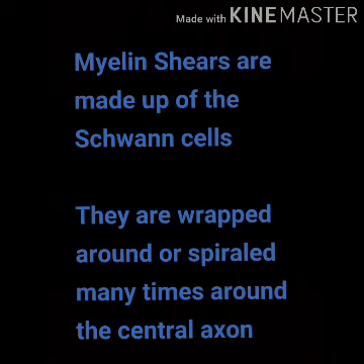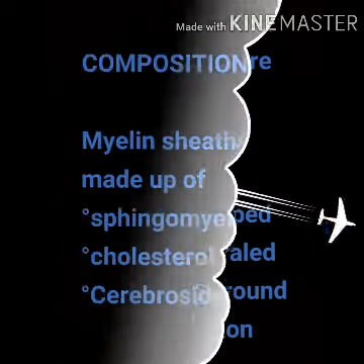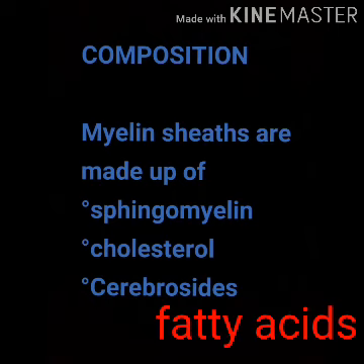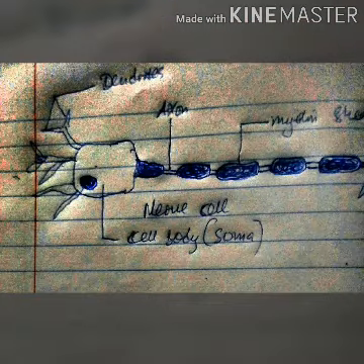So, we're now going to myelin sheaths, and this is what we'll be discussing today. What are myelin sheaths? Myelin sheaths are made up of squamous cells, and they are wrapped or spiraled many times around the central axon. And what is the myelin sheath composed of? The composition of the myelin sheath is sphingomyelin, cholesterol, and cerebrosides, and these are all fatty substances. Thus, fatty substances make up the myelin sheaths.